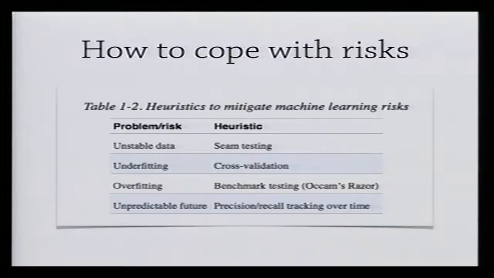So how do we cope with this kind of risk? First of all, if we want to reduce the problem of unstable data, we have testing. So we're required to do some testing of our code. If we want to avoid underfitting or overfitting problems, we have a technique which is called cross-validation. We will see some examples of that. And for the unpredictable future, precision or recall, tracking over time.